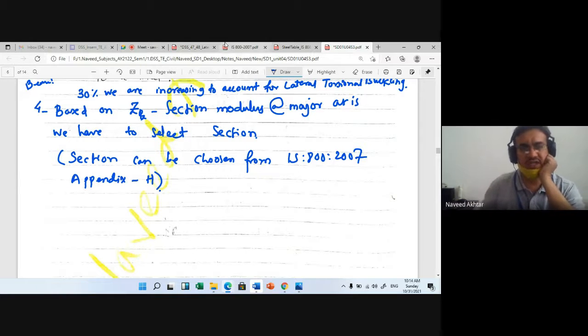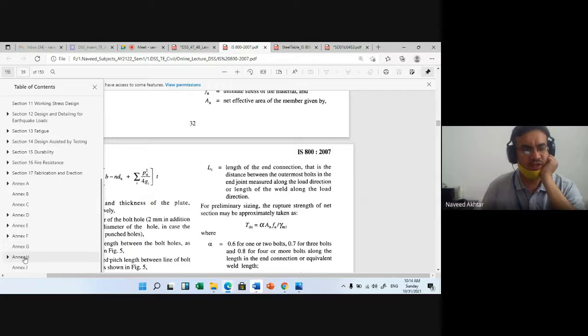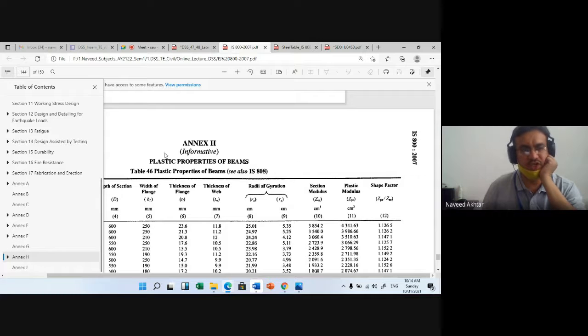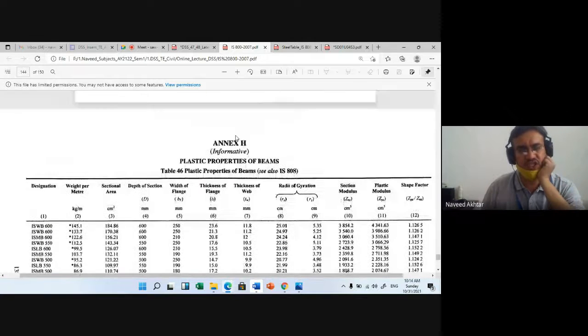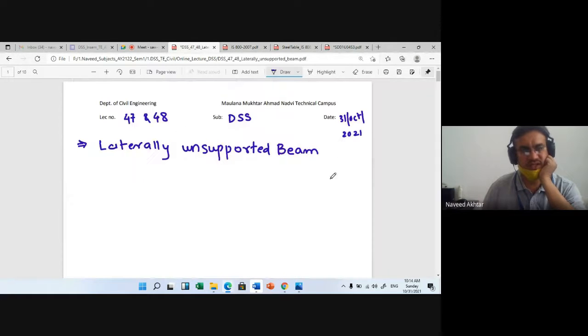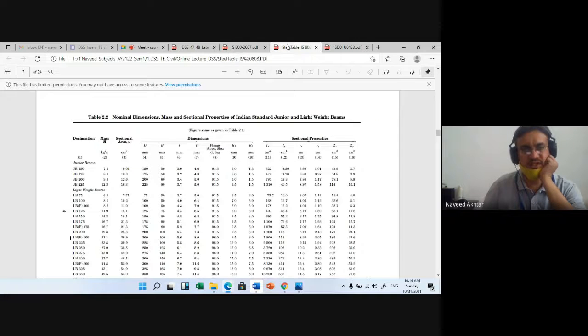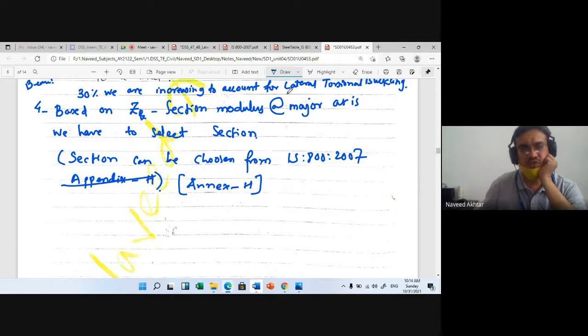If you go to IS 800 2007 Appendix H, here the plastic properties of sections are given. You can see, maybe visible to you. Annex H, sorry, Annex H. I just said appendix, but it is Annex H. Annex H you have to use to select the section.